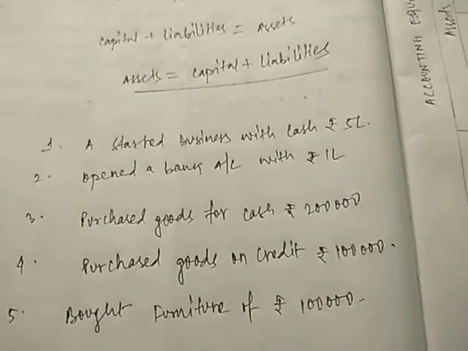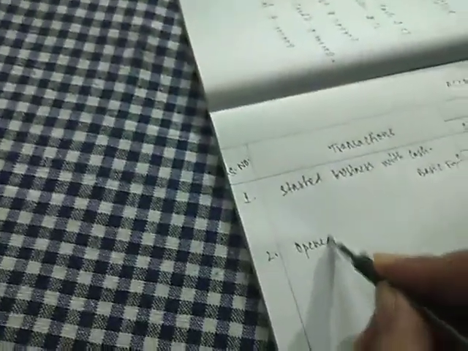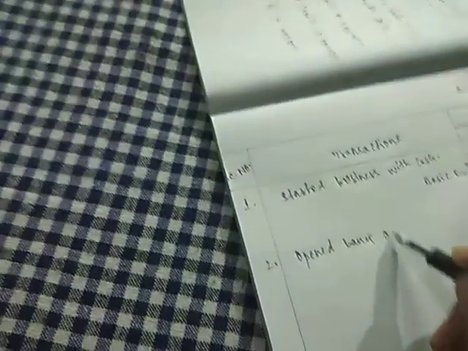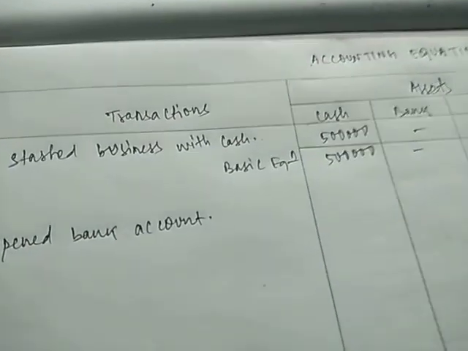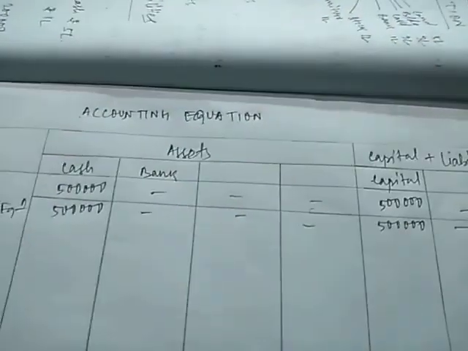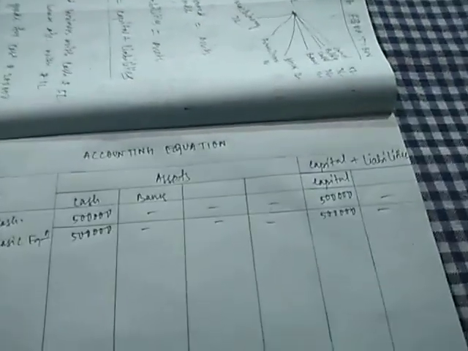Next, number 2 is opened a bank account with rupees 1 lakh. Open bank account, number 2. So the second asset that we got is bank, so you can write here bank. Always what we need to check here is the balance of the equation should be same on both the sides. This was the middle line, this was the center line, this side assets and this side capital and liabilities. You can check here, it is 5 lakh on both the sides, so it is matching.